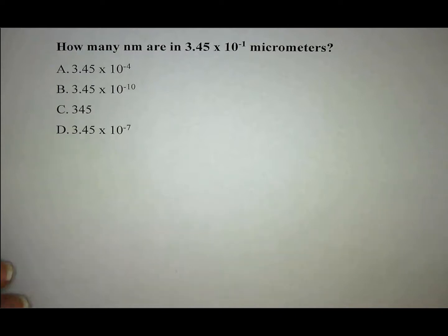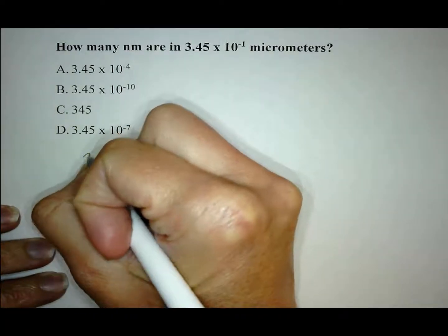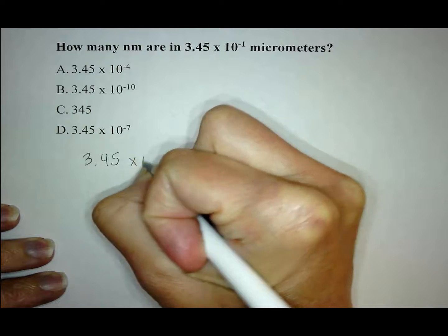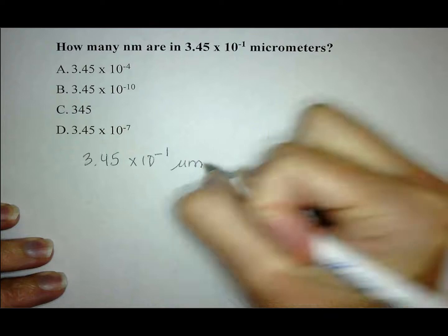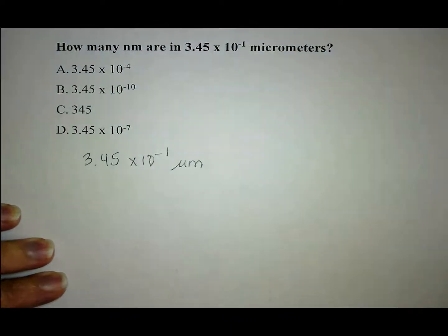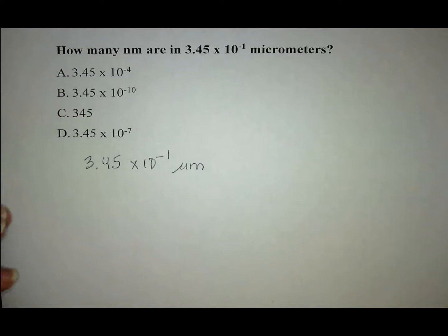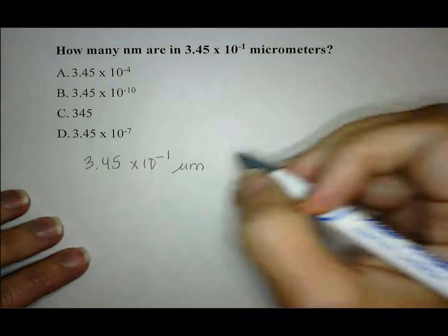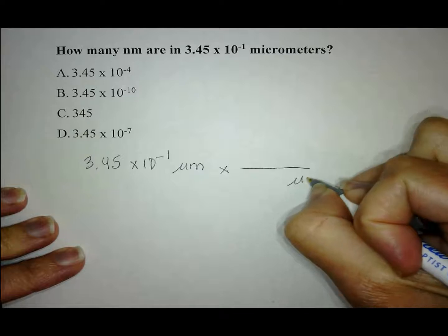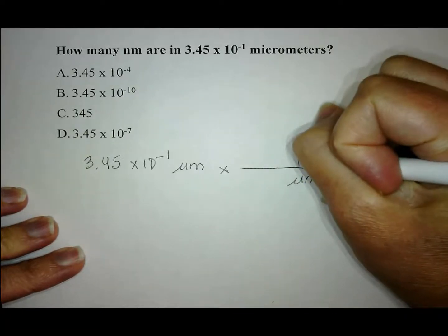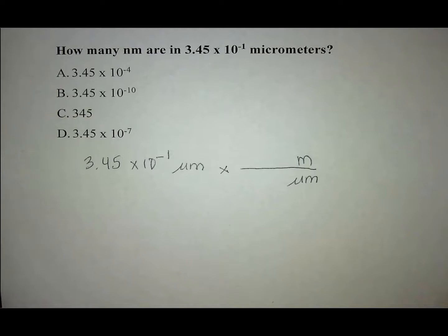In order to answer this question, we first start with the number we're given, 3.45 times 10 to the minus 1, and the units on that are micrometers. We're trying to solve for nanometers. In order to get from micrometers to nanometers, I like to go through the base unit, which is going to be meters in this case. So I'll set up my first conversion factor to go from my prefixed unit of micrometers to my base unit of meters.